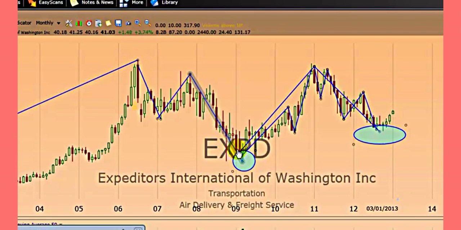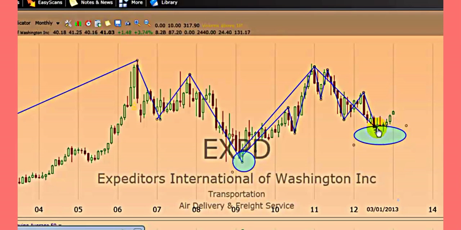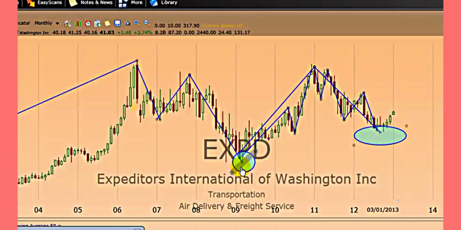From here to here, this is the A corrective wave. From here to here, this is the B corrective wave. From here to here is the C corrective wave. The low of the C, in the case of the running flat correction, should not go below the low of the A corrective wave. You may check on Google or Yahoo Finance to read more articles about this flat correction.